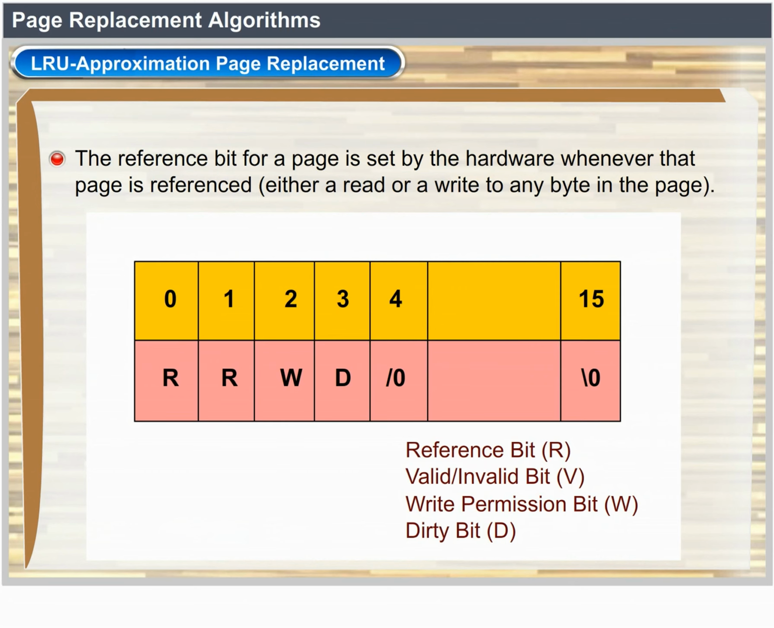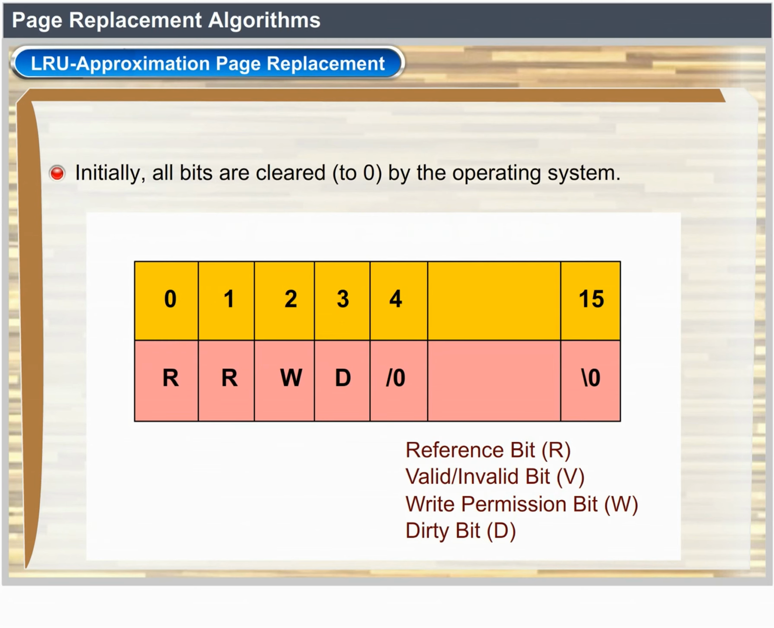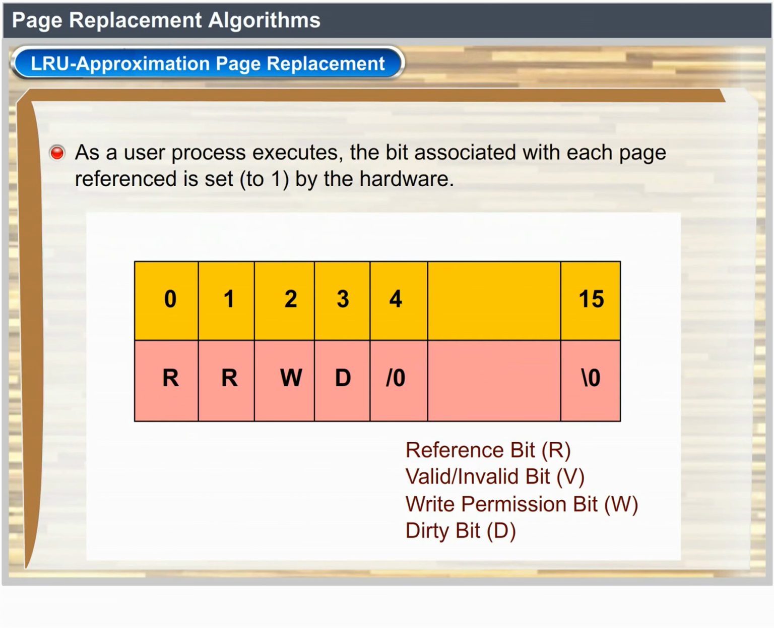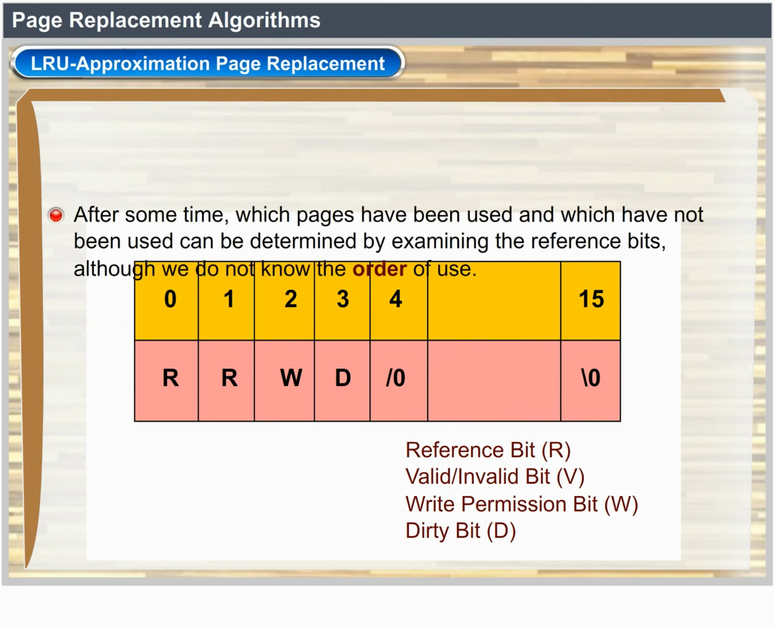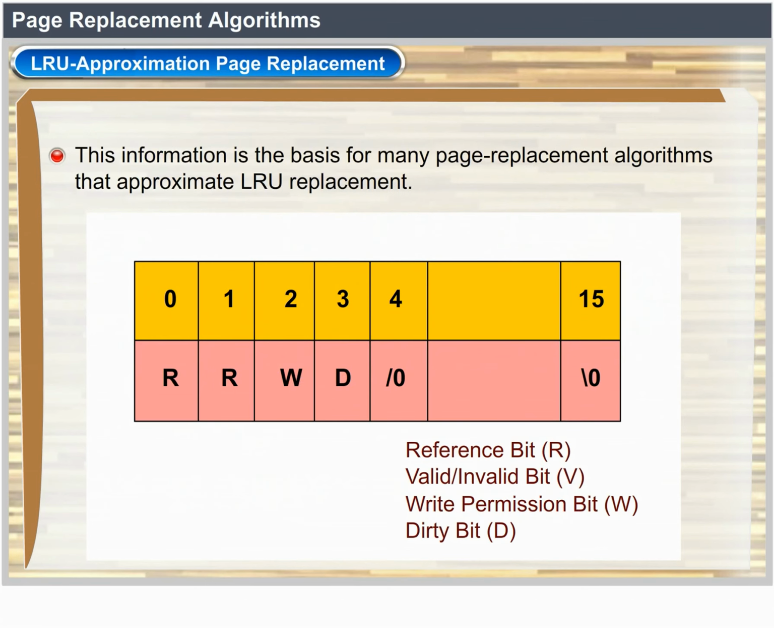Reference bits are associated with every entry in the page table. Initially, all bits are cleared to 0 by the operating system. As a user process executes, the bit associated with each page referenced is set to 1 by the hardware. After some time, we can determine which pages have been used and which have not been used by examining the reference bits, although we do not know the order of use. This information is the basis for many page replacement algorithms that approximate LRU replacement.